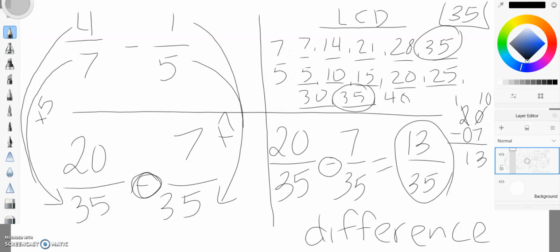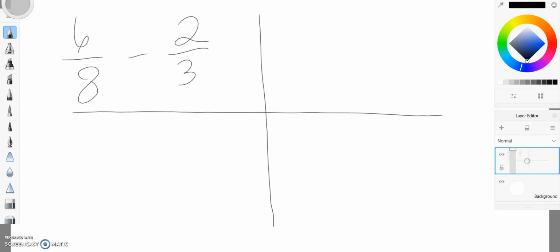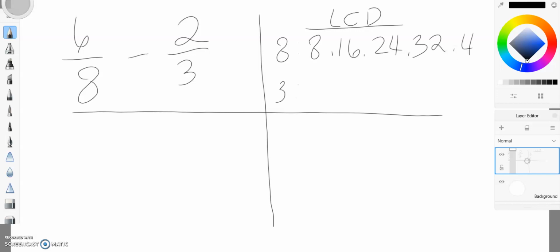How about we try another one? So our new problem is going to be 6/8 minus 2/3. So first off, like we do with the addition or just subtractions in general, we'll be looking for our least common denominator, or our LCD. So as we've been doing, we're going to find multiples for our denominators. So our denominators are 8 and 3. So the multiples for 8 are 8, 16, 24, 32, and 40. We're just going to go to 40.